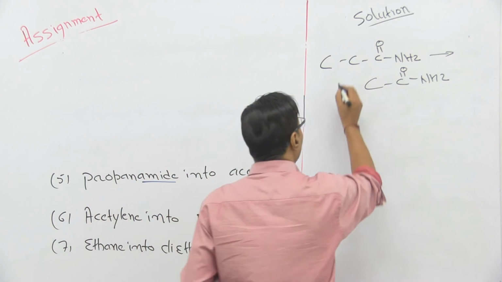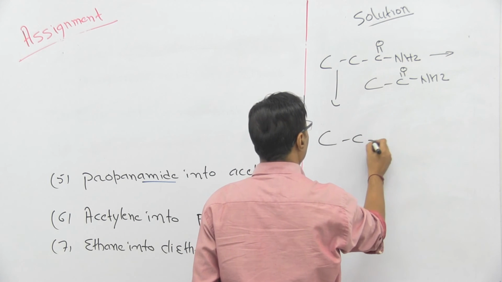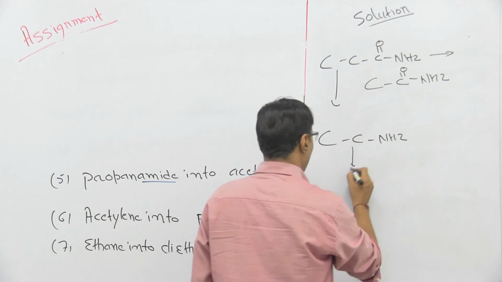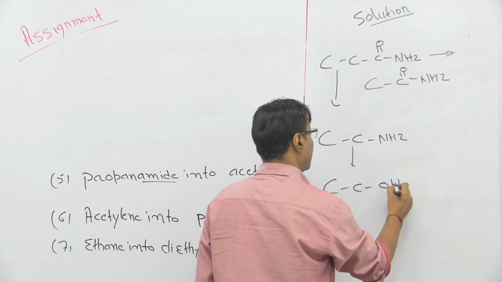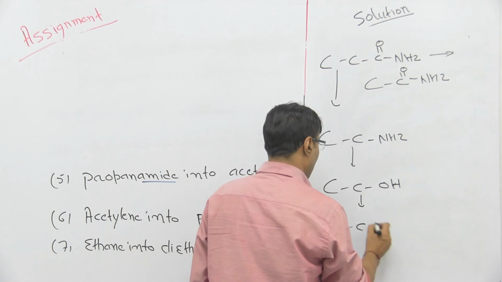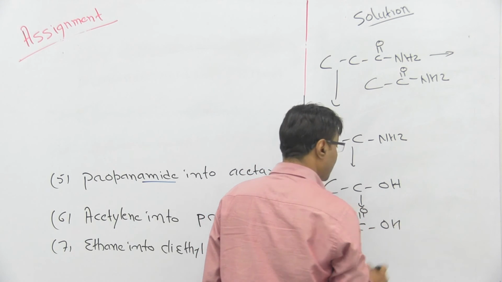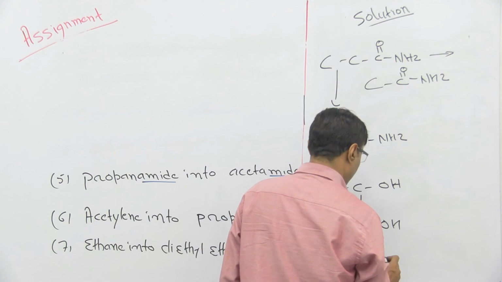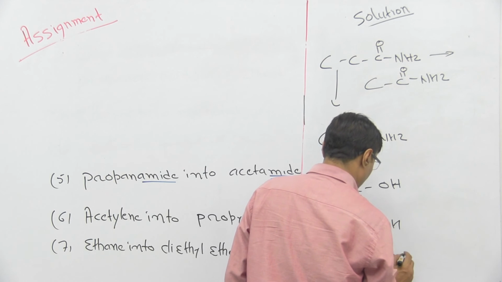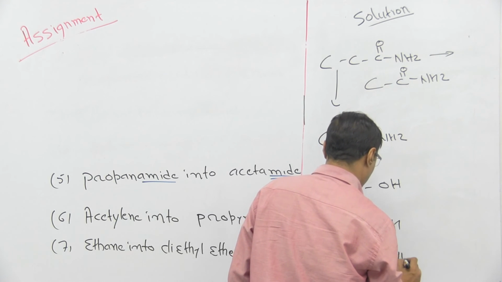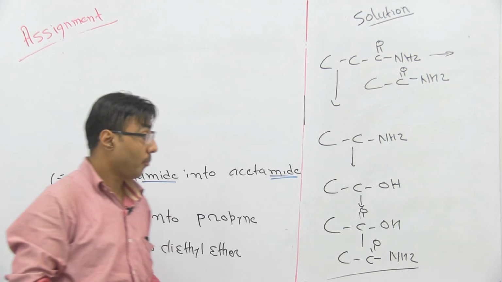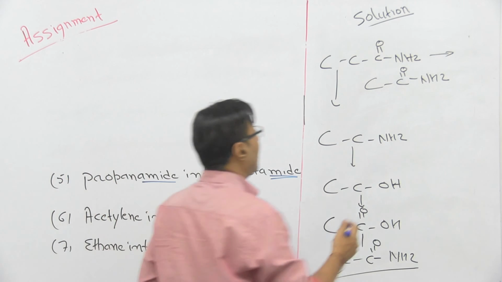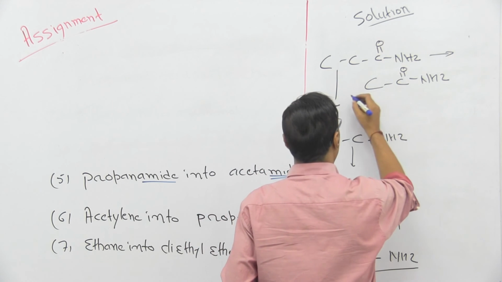So first one is C single bond C NH2. Then this will go to C single bond COH. This will go to C single bond C double bond OOH. Then it will be CCNH2.